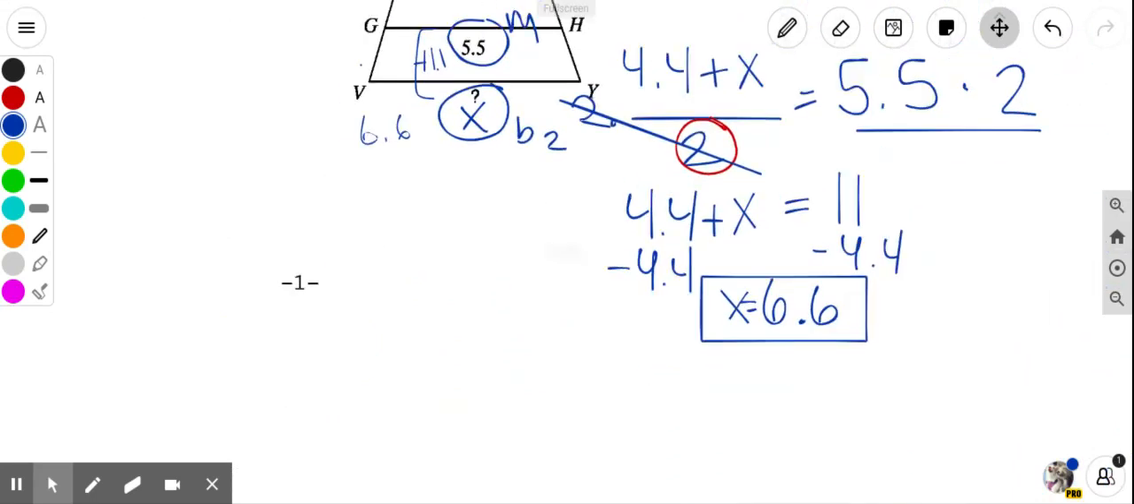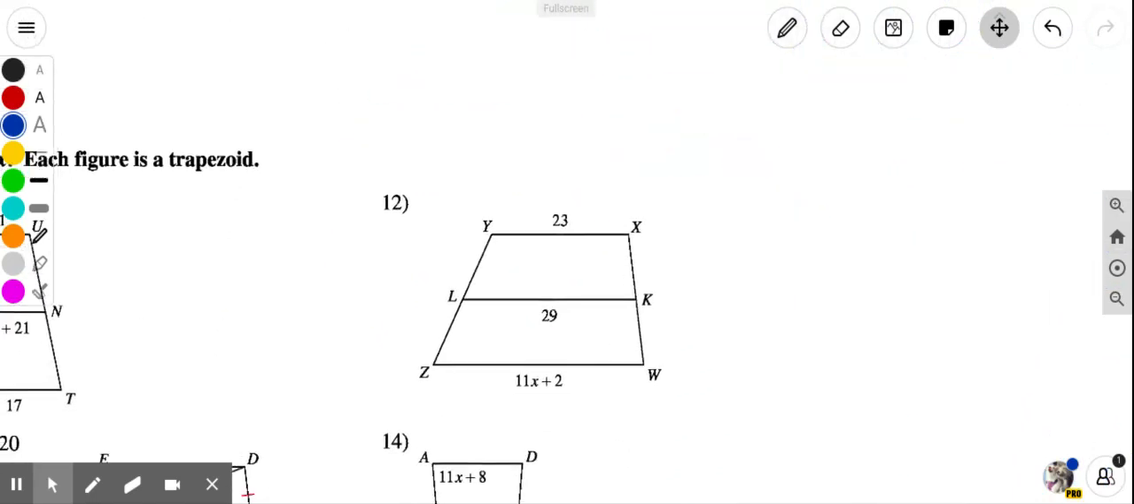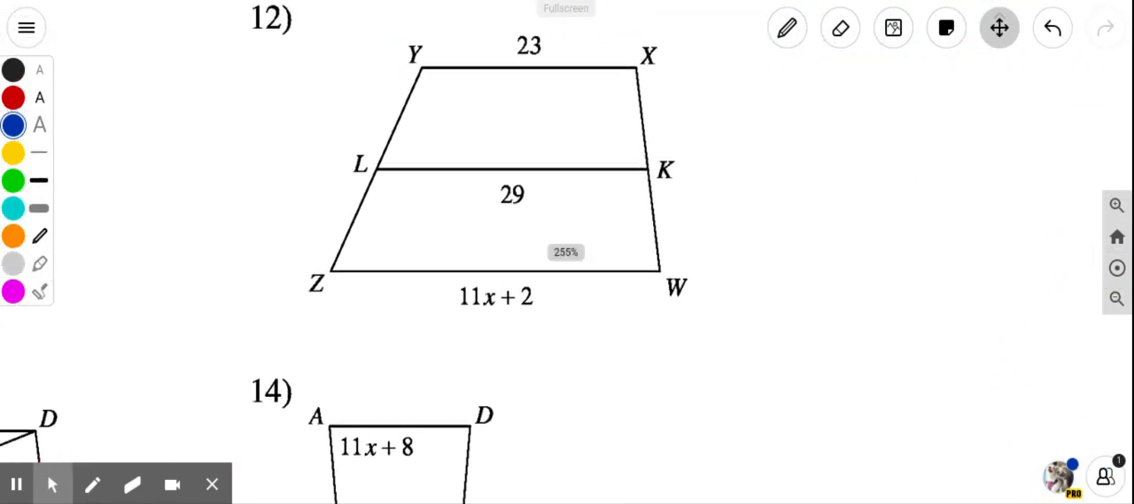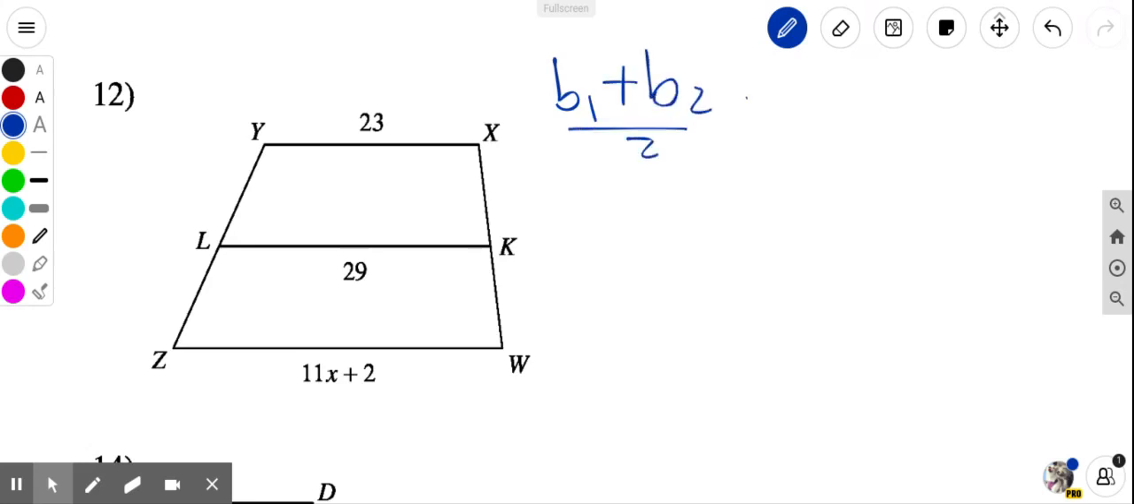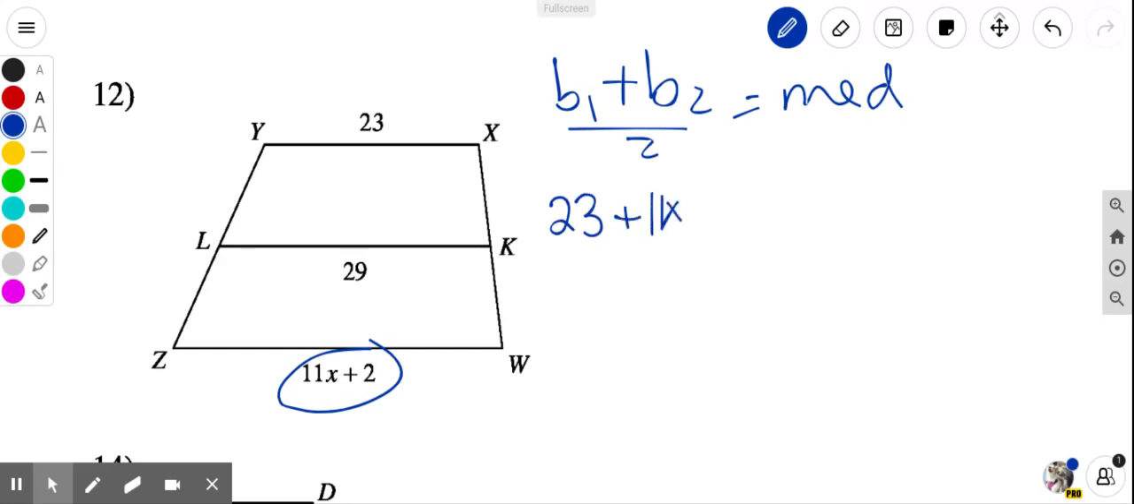Let's do a few more on the back. The back ones have a few with equations. So here's another one where we're going to use that base 1 plus base 2 over 2 equals median. This one, they gave us something for each one, but one of them has some algebra. So we're still going to do base 1, which is 23, plus base 2, which is 11x plus 2. That whole thing is over 2, and it's equal to 29.